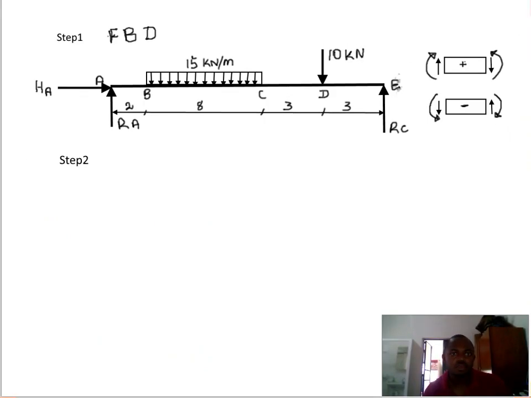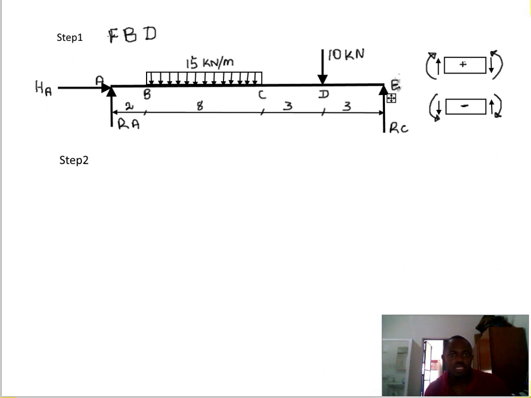Step 1, here is our free body diagram with the reactions at the supports. At support A, we have a pin support, that's why we have a horizontal reaction HA and a vertical reaction RA. At support E, we have the roller, that's why we only have a vertical reaction RE. On the side, we have our sign convention for evaluating the bending moment and shear forces. So let's jump to step 2.